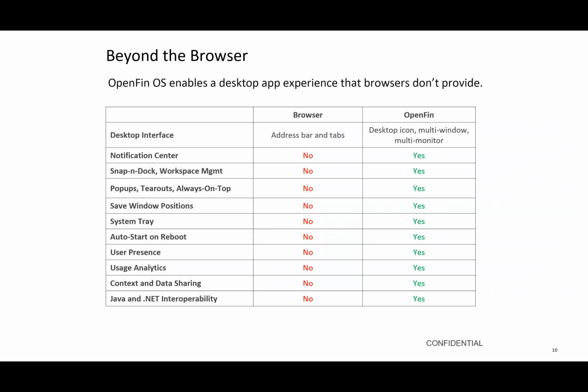You saw that there's no address bar, there's no tabs. So some of the other features you're getting from running in OpenFin rather than a browser: you get the notification center, access to the system tray, you can tear out windows, pop them out, and snap them. You get full user presence and usage analytics. You can see whether the screen's locked or idle, and auto start on reboot. All of these are extra features that you can't do within the confines of the browser space.